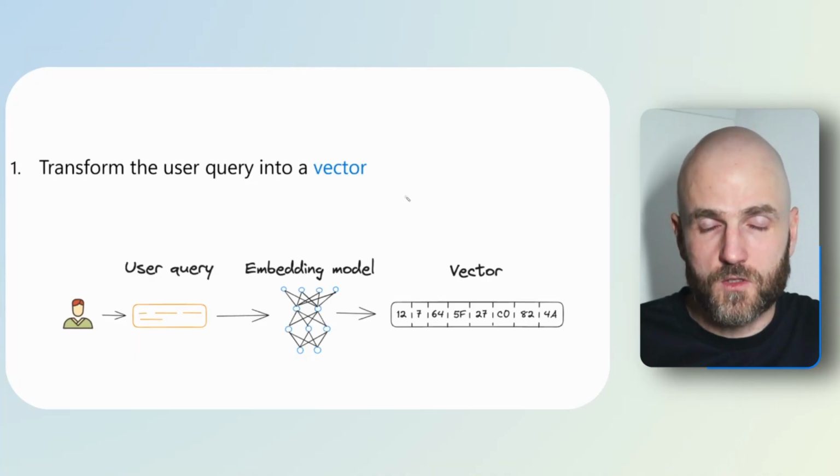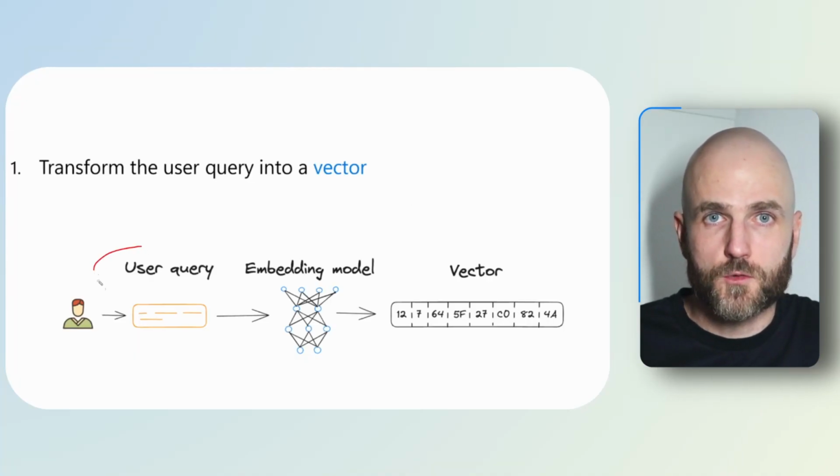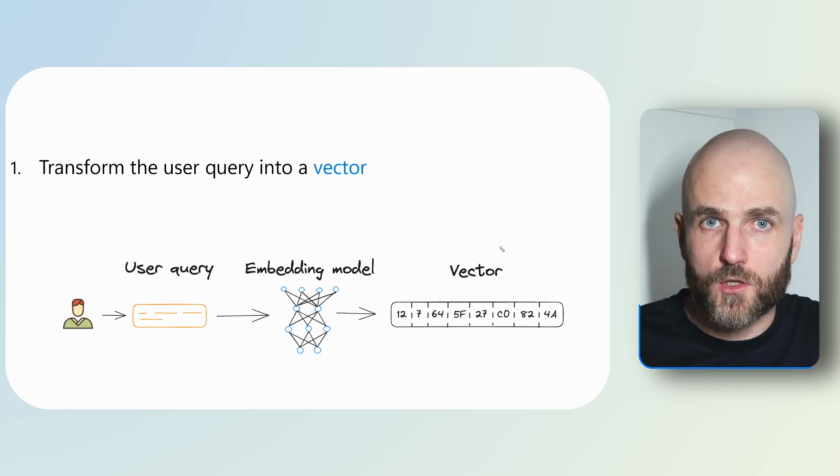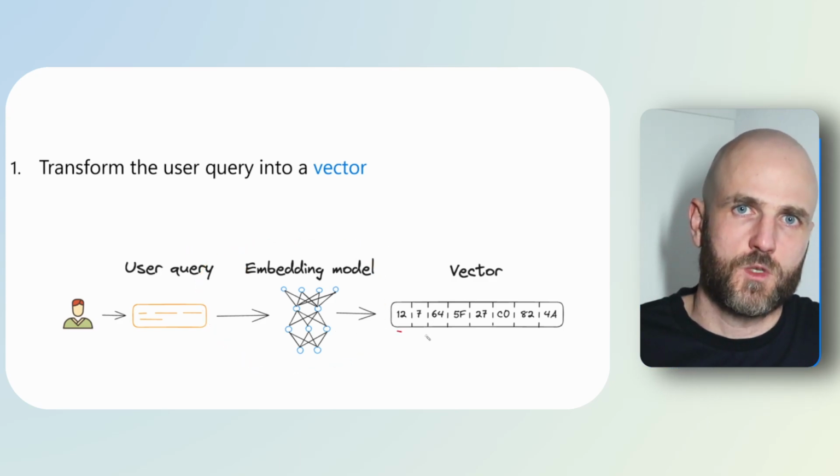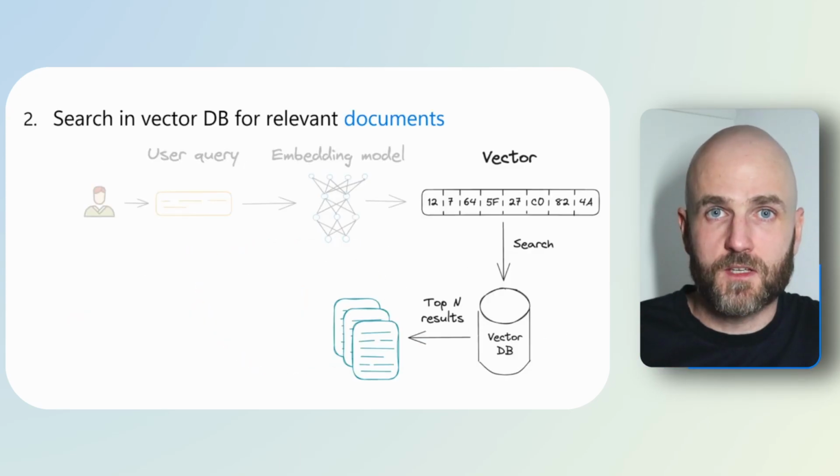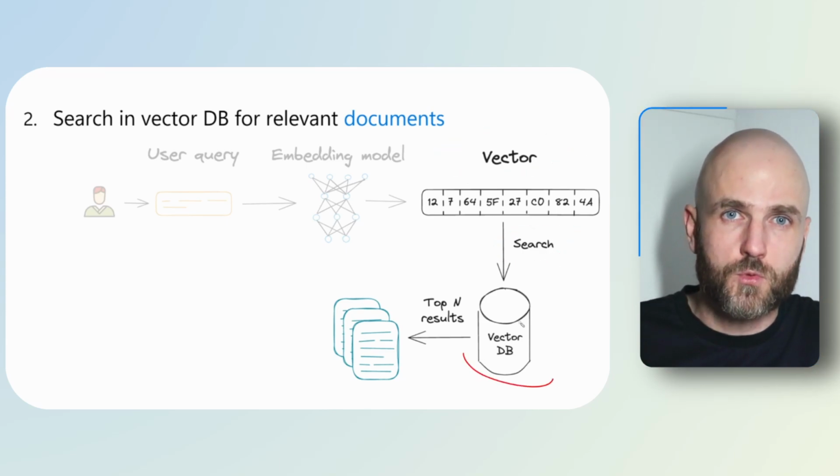Once your knowledge base is set up, the real magic begins with retrieval and context augmentation. Here's how it works step by step. First, the user's query is converted into a vector using the same embedding model that was used to build the knowledge base. This vector is then used to query the vector database, which retrieves the most relevant documents.